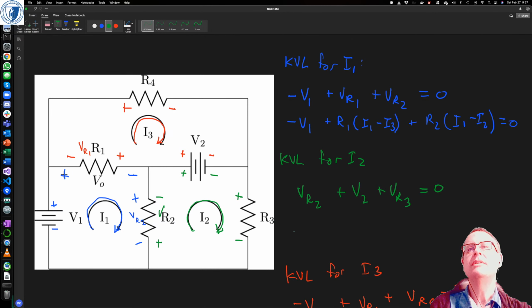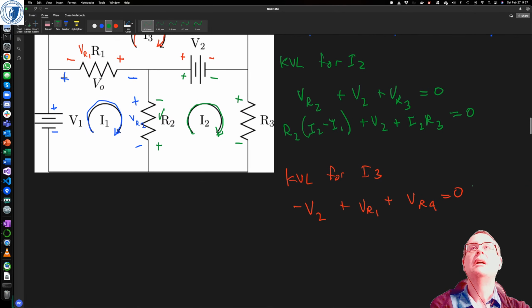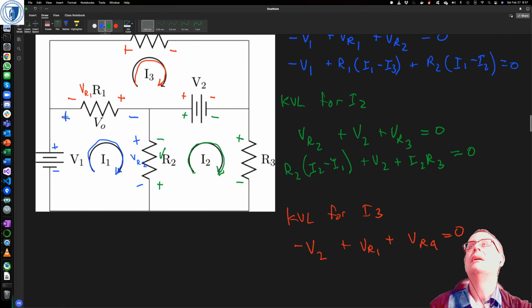The I2 equation, VR2, from the perspective of I2, VR2 is R2 times I2 minus I1. V2 we don't change because we don't have a number. VR3 is just I2 times R3. There's no other current flowing through R3. And then V2, again there's no number, so we keep that.